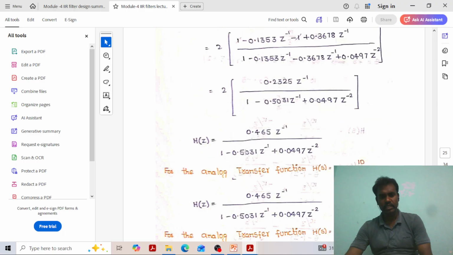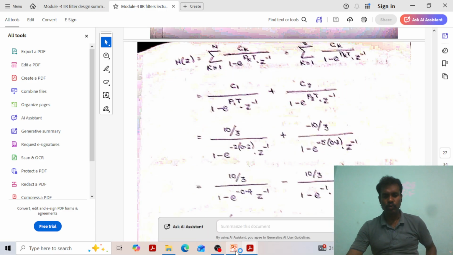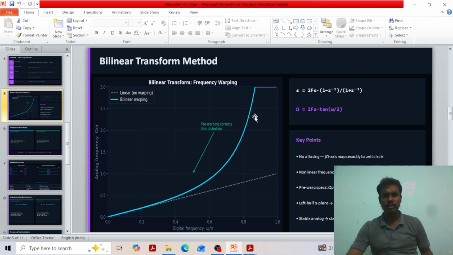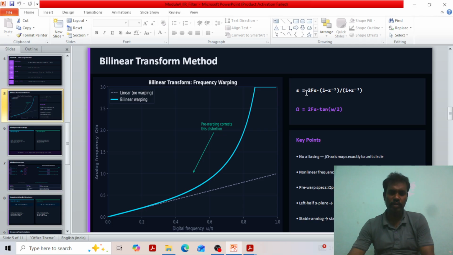In the bilinear transformation method, we are not going to do partial fractions. We just substitute s. In the bilinear transformation technique, s is substituted with 2 by T into (1 minus z inverse) by (1 plus z inverse), where 1 by T is represented with the frequency as 2 f_s. In H(s), if s is substituted with this z formula, it will directly convert to the z domain.